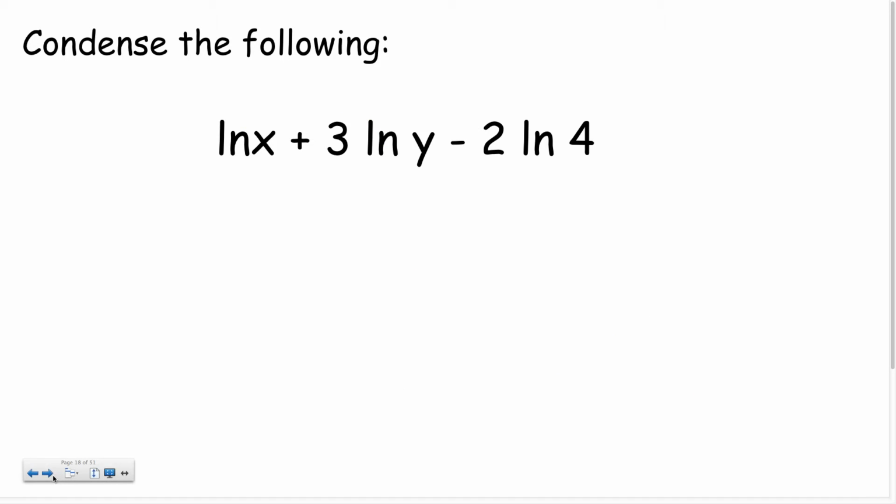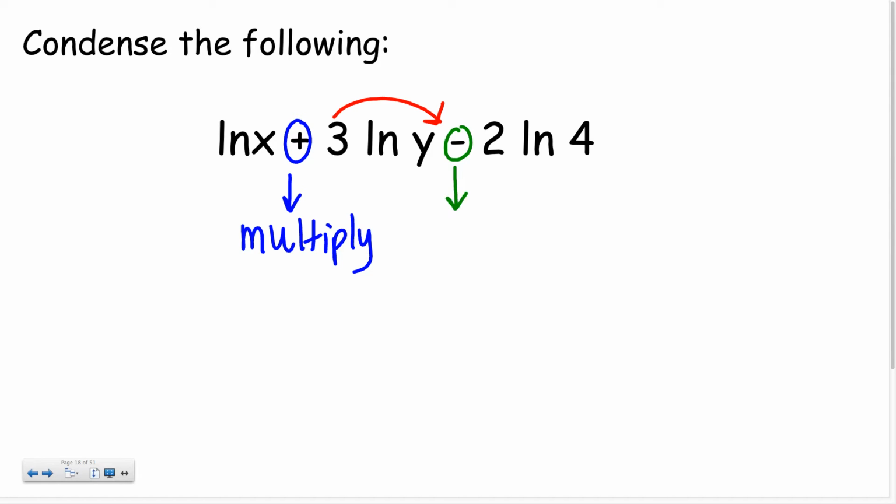Alright. Now, same rules apply. Regardless of whether it says natural log or log, you still condense it the same, just as you would expand it the same. So this one gets a little bit bigger. I've got addition, which means we're going to multiply. I've got an exponent that needs to go backwards. And I've also got some subtraction, which means division. And, yet again, I've got that 2 right there that also needs to go back.